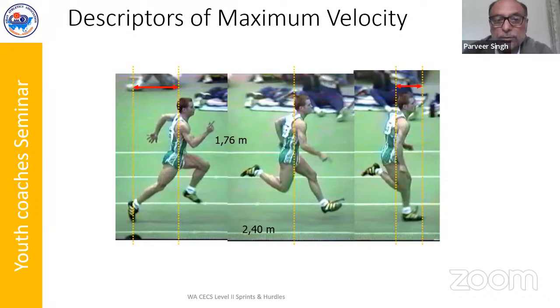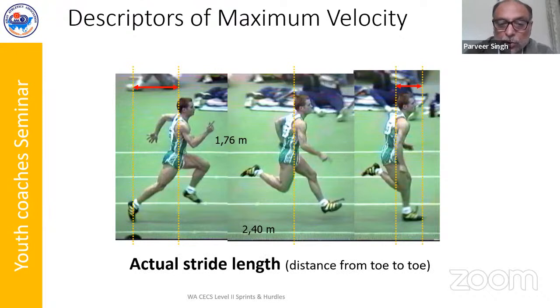So descriptors of maximum velocity. The actual stride length is measured from toe to toe, at the moment of takeoff. You can see here from the takeoff up to the landing point. So this is the distance. Suppose this is 2.40 meters between that toe to toe. This is the actual stride length. But when we say effective stride length, that is the movement of the center of mass from takeoff of a runner.